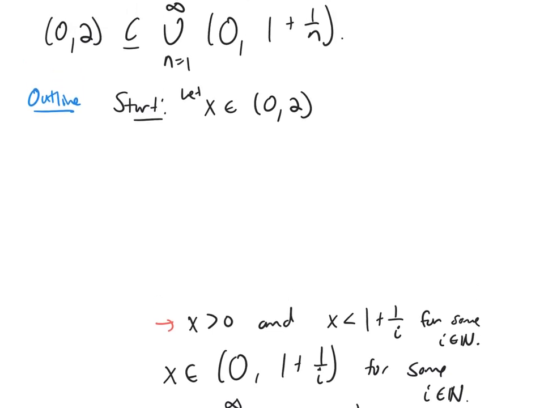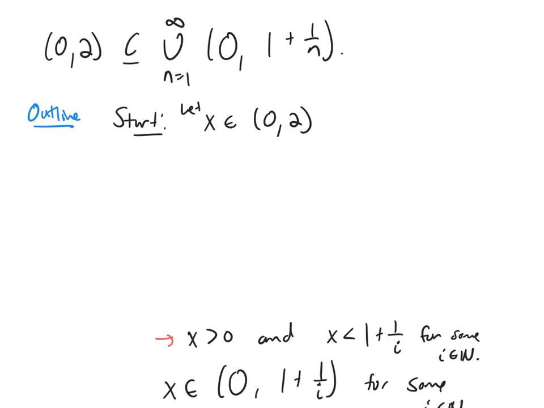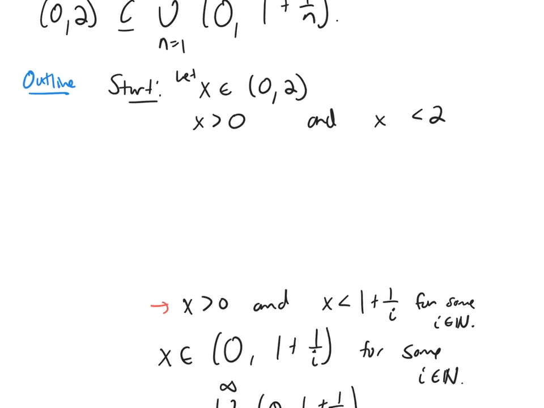Okay, so let's go back to our start here. If x is in the interval 0 to 2, well then I know that x is bigger than 0, and I know that x is less than 2. Well, I've already got part of what I needed to get, right? I needed to get that x was bigger than 0, which I did get. And then I need to show that x is less than 1 + 1/I for some I.